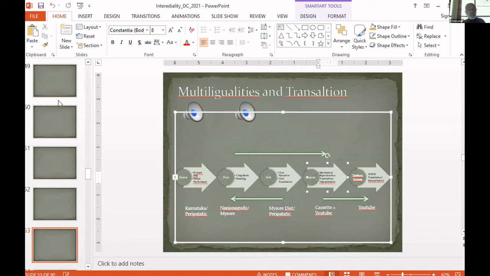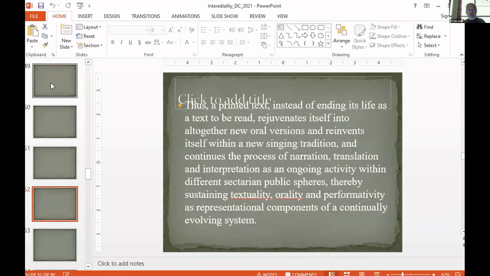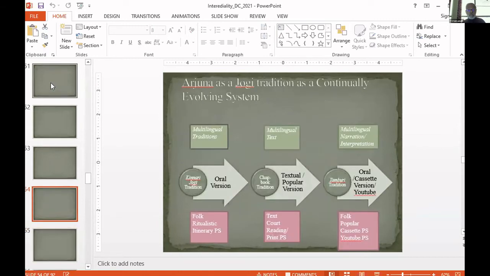So what I was trying to suggest is that many of these things that I'm talking of are not really all that linear, as I was trying to explain. Here you will see I'm using another figure. This is multilingual translations, oral version, going into the textual or popular version, again a multilingual text, and multilingual narration and interpretation takes place. So the multilingualities, textualities, and intermedialities all crisscross each other.